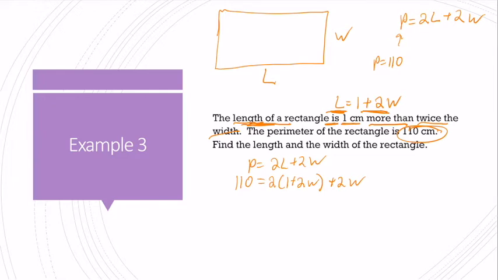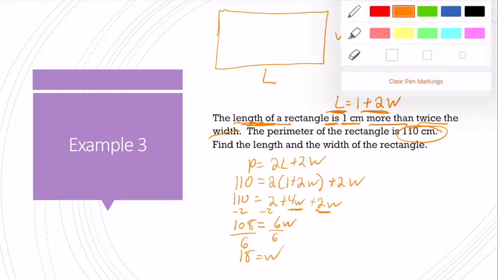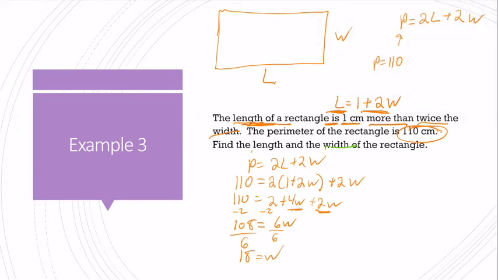So now I can go ahead and distribute. 110 is 2 plus 4W plus 2W. I'm going to subtract 2 from both sides. That's 108 equals 4W plus 2W, which is 6W. I divide both sides by 6, and I get that 18 is my width. Awesome. This problem was asking us to find the width and the length of our rectangle.